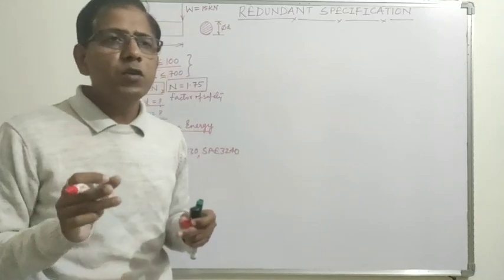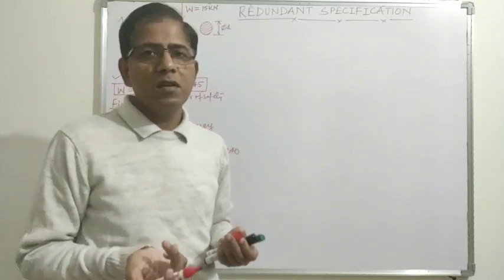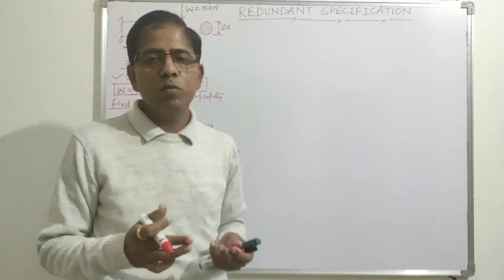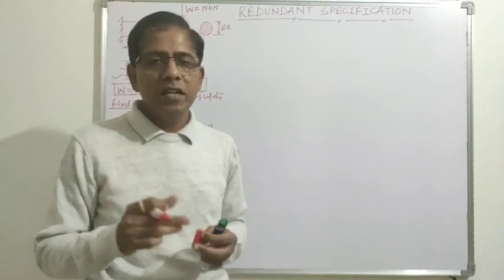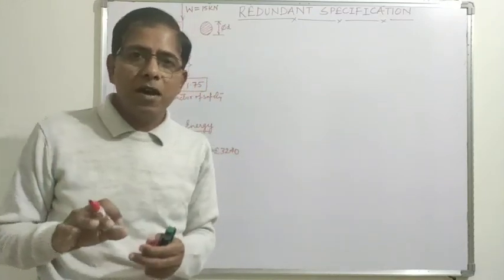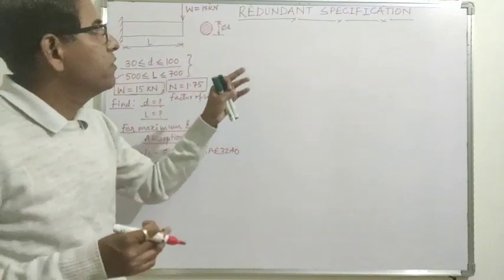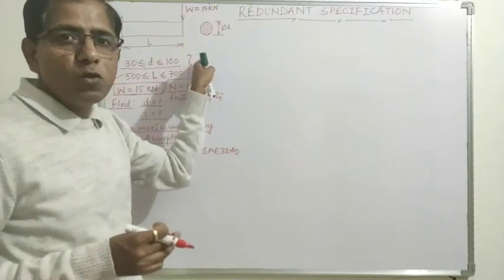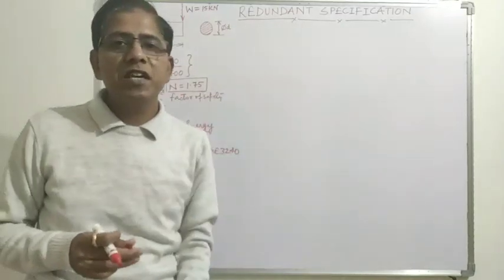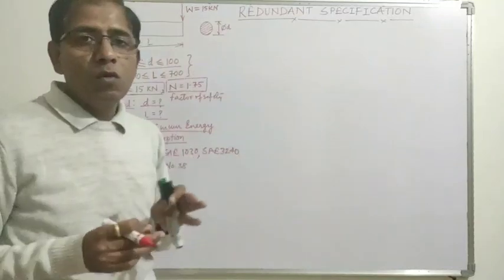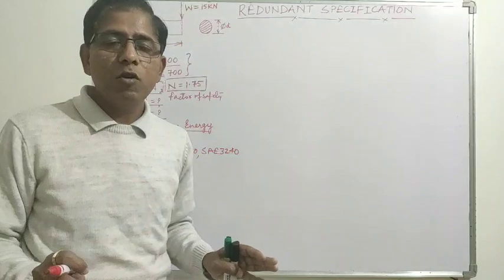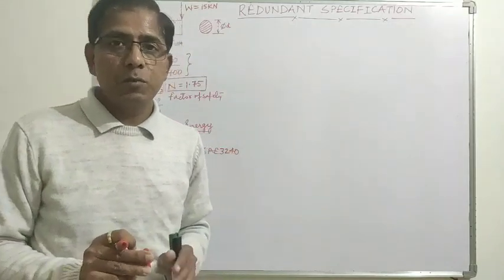The only universal constraint which is there for every design problem is that the bending stress should be less than the yield strength of the material. That is a universal constraint, just keep it aside. But apart from the bending strength, if a constraint is imposed on any of the parameters, then such a problem is treated as redundant specification. And when there is no constraint imposed on any of the parameters in the problem, then such problems are normal specification problems.